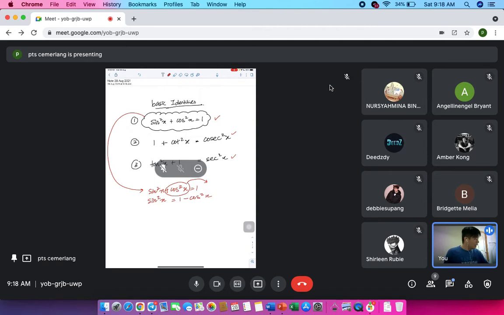Kalau boleh, catat yang ni dekat satu keping kertas. Sine square plus cos square equals to 1. 1 plus cotangent square equals to cosecant square. Tangent square plus 1 equals to secant square. Okay, if possible, jot this down in a small piece of paper. This is basic identities because later on, kan, it is easier for you to refer. Okay, senang untuk kamu nak refer after this. Okay, so are we ready?